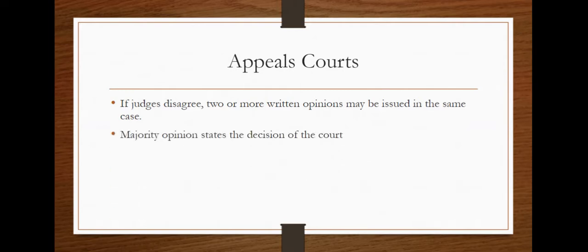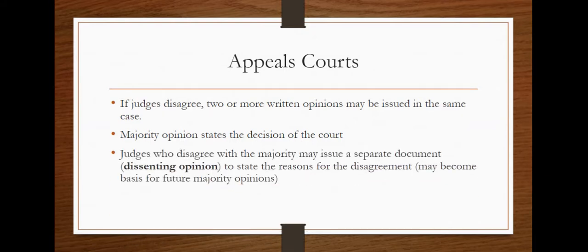The majority opinion states the decision of the court. So the majority opinion rules and states the decision of the court. If you have a judge disagree, they write opinions. Those opinions can be either dissenting or concurring, okay? And I want you to get these two terms down. A dissenting opinion: judges who disagree with the majority may issue a separate document, a dissenting opinion, to state the reasons for the disagreement, okay?